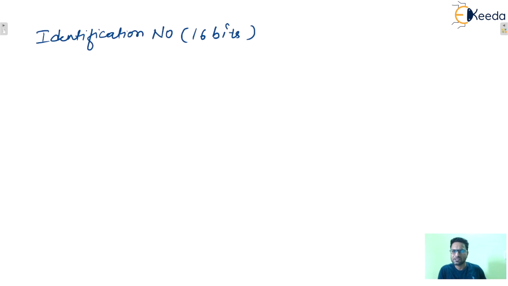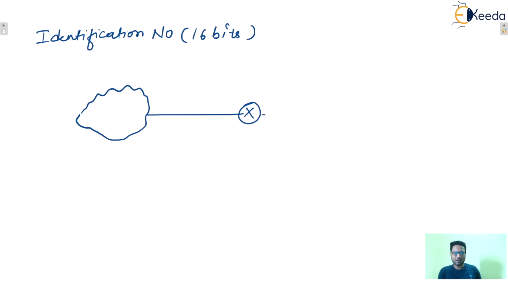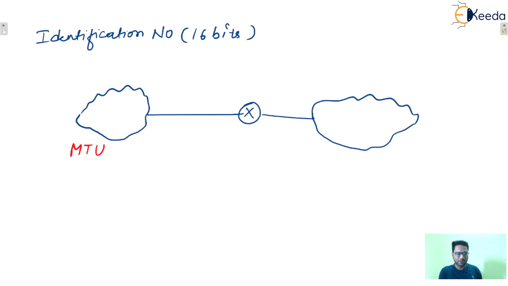What is fragmentation? We can see. Let's say one network, one LAN is there, and it is connected with one router, and one more network is there. This is another LAN. LAN means one local area network, that is one network. Let's say MTU stands for maximum transmission unit. Let's say this is 1000 bytes, and for this network the maximum transmission unit is, let's say, 100 bytes.